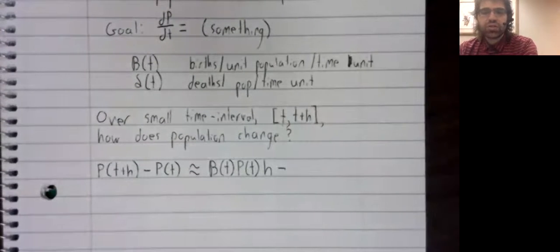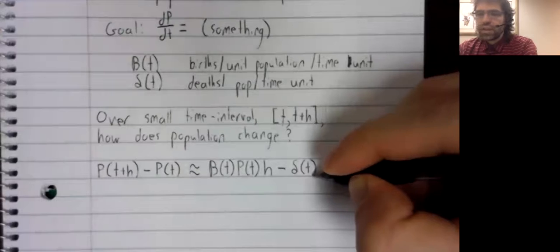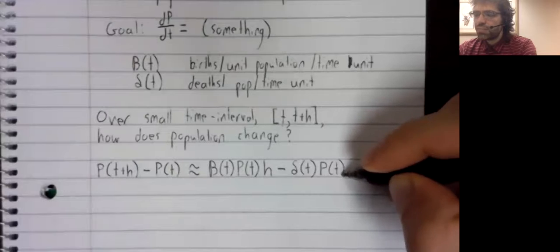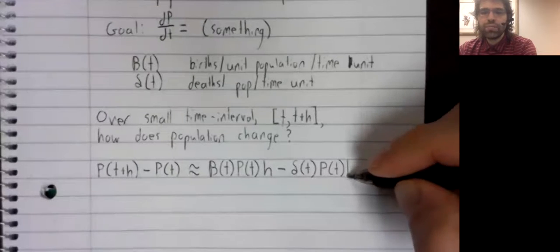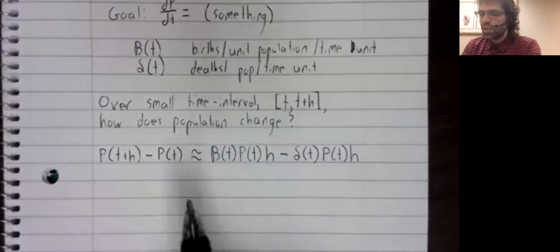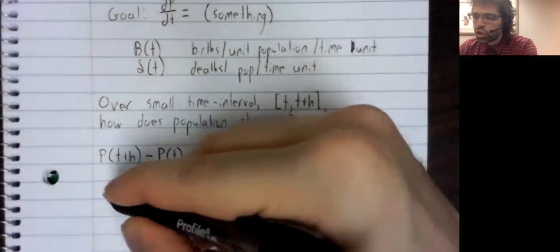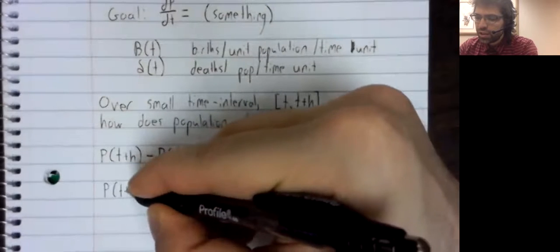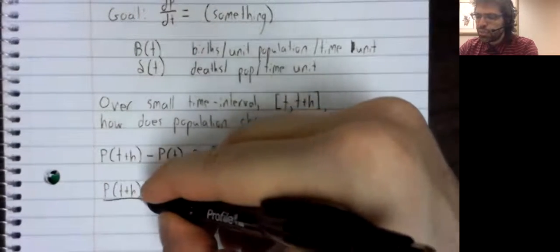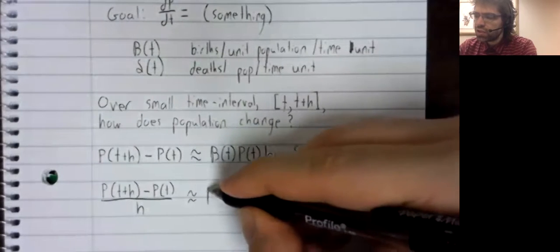And the number of deaths should be approximately the death rate at the beginning of the interval times the population at the beginning of the interval times the length of the interval. Take this, divide both sides by h, and we get our old friend from calculus one, the difference quotient.